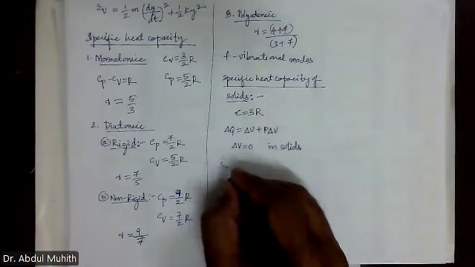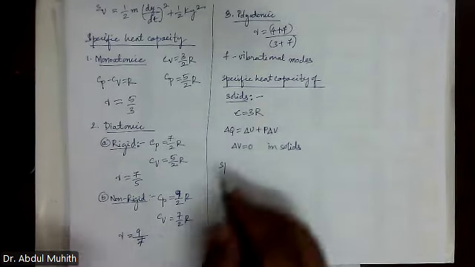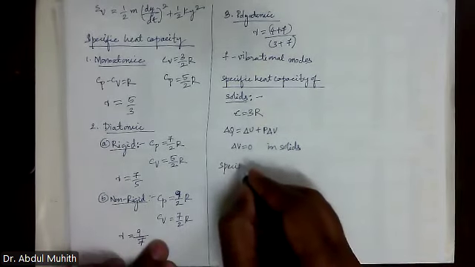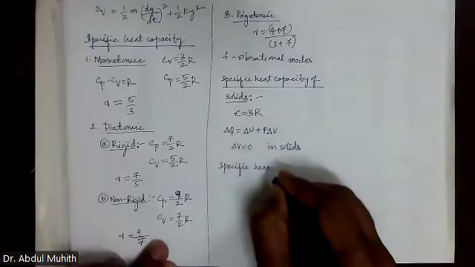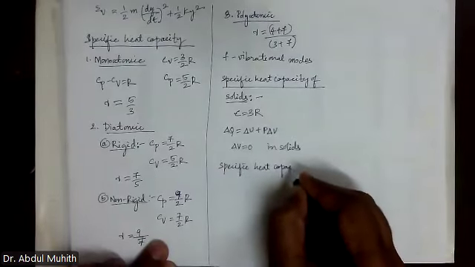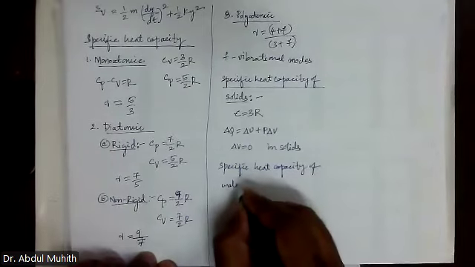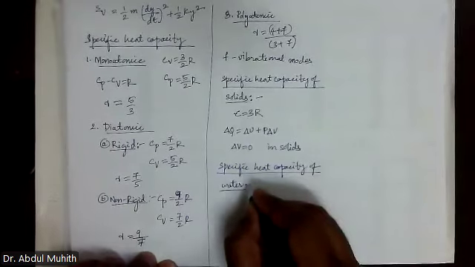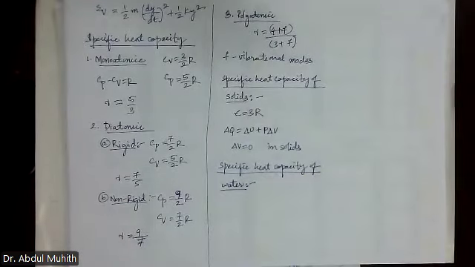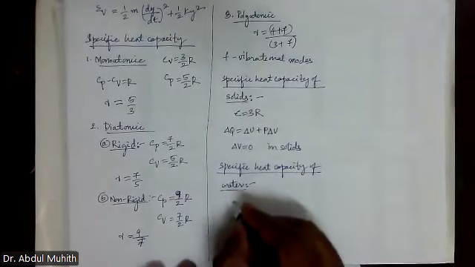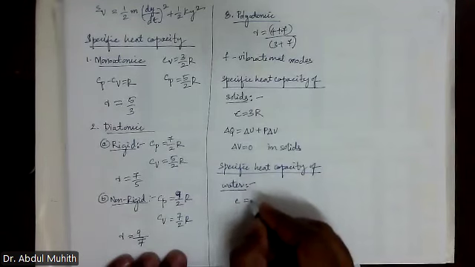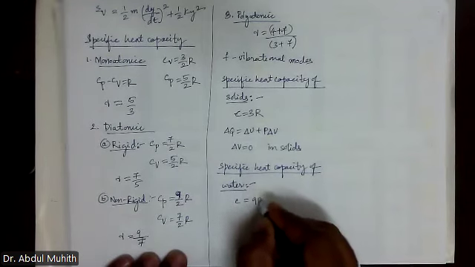Next one is specific heat capacity of water. The formula here is what? C is equal to 9R.